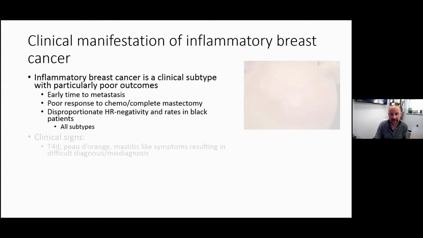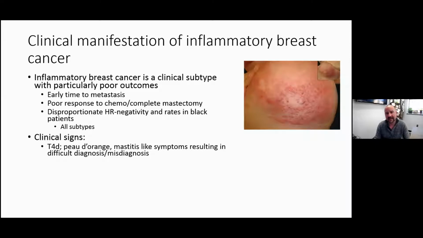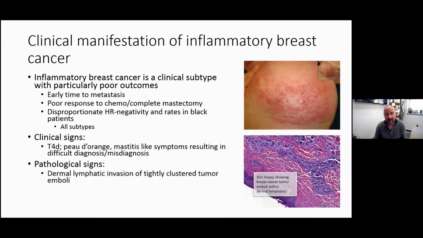So the clinical signs that define inflammatory breast cancer are what pathologically we would call T4D, which means metastases to the local region, the skin. Also a feature called peau d'orange, which is an orange skin-like inflammatory effect on the skin near the breast, near the site of the primary tumor, as well as mastitis-like symptoms, which often result in a very difficult diagnosis, or in some cases a misdiagnosis.